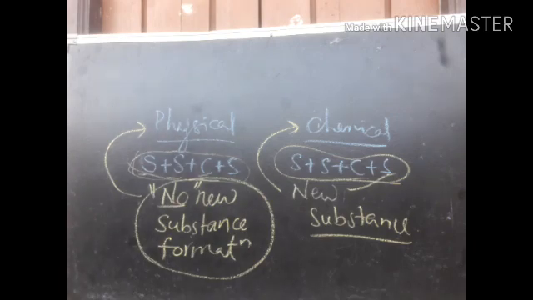So in further topics we are going to learn what the examples are, why they are called physical, why they are called chemical, and how they occur. We'll see in the next class.